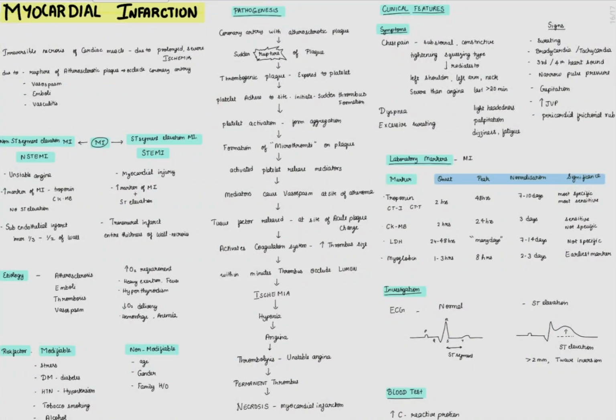Myocardial infarction is irreversible necrosis of cardiac muscle due to prolonged severe ischemia, due to rupture of an atherosclerotic plaque which occludes the coronary artery, or due to vasospasm, emboli, vasculitis. So let's look in detail at myocardial infarction.